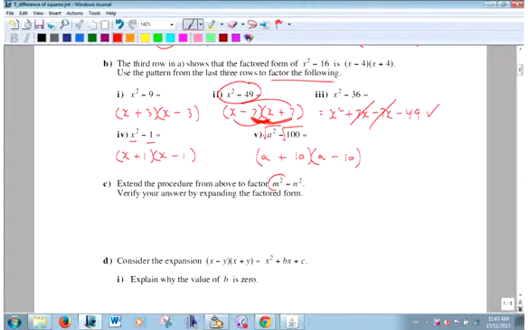Is this a perfect square? Is there something multiplied by itself to give us m squared? Is that a perfect square? Is there something multiplied by itself to give us n squared? Yeah. Is there a minus sign in between them? That's a difference of squares. M plus n, m minus n. It's factored.